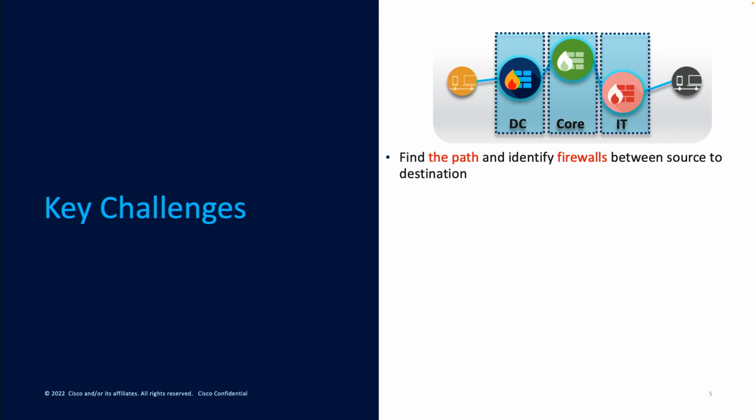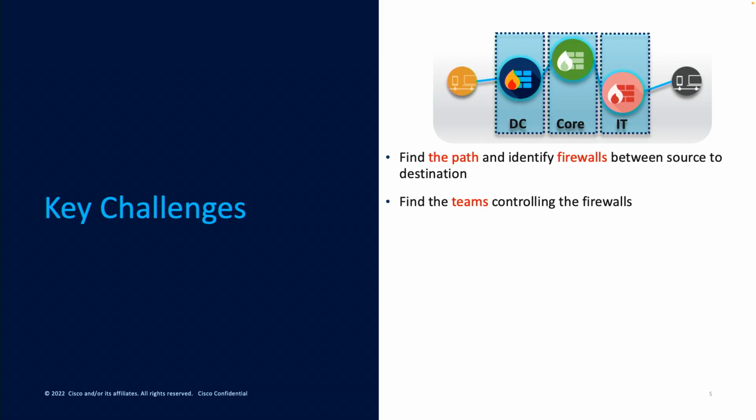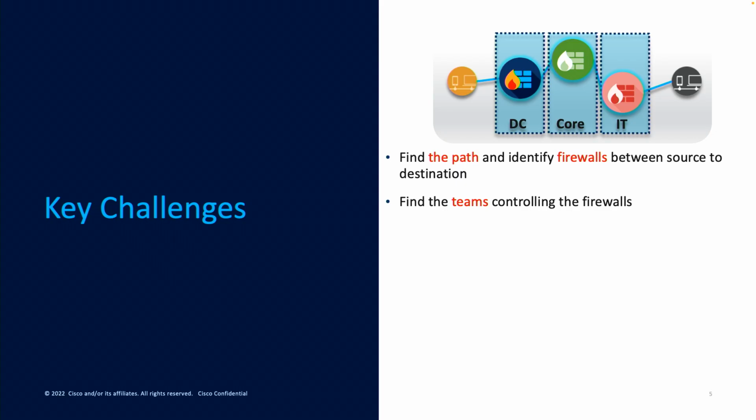So the challenge here is the intent is given. We need to find the path from source to destination. Why? Because I would like to know where the firewalls exist, which firewalls are there. And when I find the firewalls, I'll apply my config changes. And the challenge still continues. When you find the firewalls, you need to go and access the right team. The firewalls are usually controlled by different teams. IT has firewalls, the telco team has firewalls, another team has firewalls, and firewalls are really precious. They don't want you to touch or finger them.